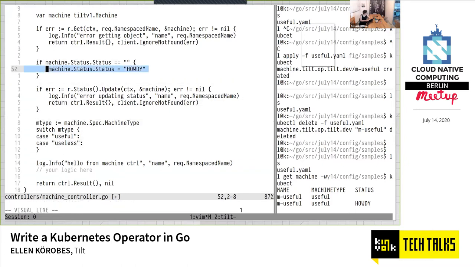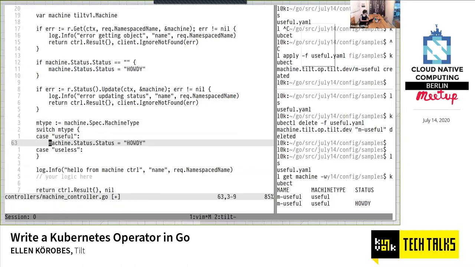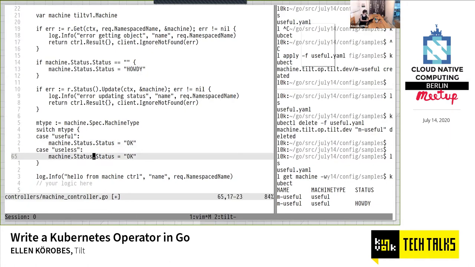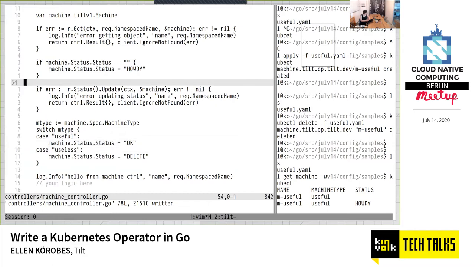So here's what we're going to do. If the machine is useful, I'm just going to say that the status is going to be okay, because this is not a talk about useful machines, so we're just not going to mess with them. Now, if a machine is useless, then you're in trouble, because then I want to delete this machine. So I'm going to set the status to delete.